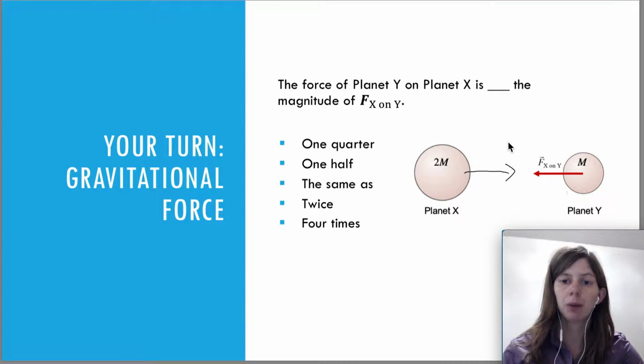Well, this actually goes back to Newton's third law. Newton's third law says if one object pulls on the other, then the other pulls on that one with the same exact force, but in the opposite direction. So the answer is that it's the same force. So don't be fooled by the fact that one is more massive than the other.